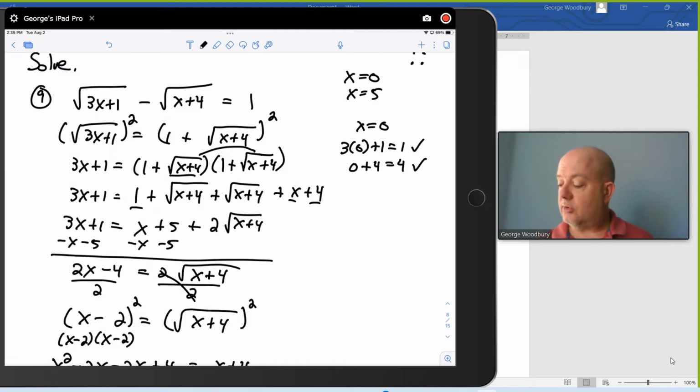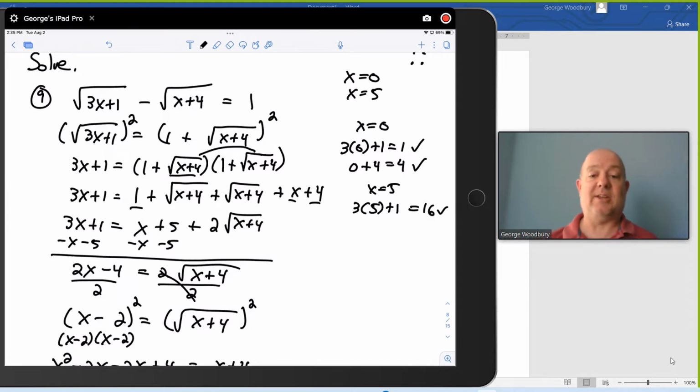Same thing with x equals 5. 3 times 5 plus 1 is 16. That's positive.